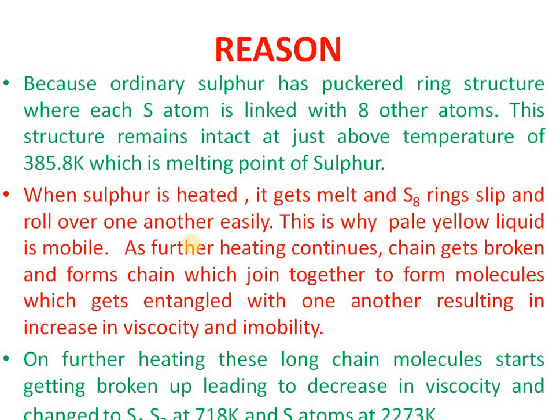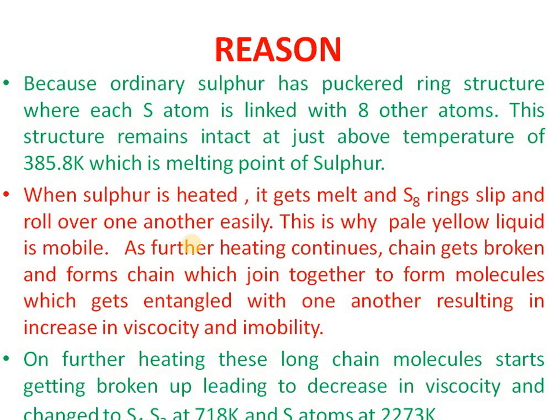So this pale yellow liquid is mobile. That is the reason that till that time on heating, mobility is still there. But if further heating is continued, what is going to happen? The S8 rings just get broken. Once the sulfur puckered ring structure gets broken, it becomes an open chain, and the open chains cross-link with each other or entangle with each other, resulting in an increase of viscosity, and it leads to poor movement or no movement of the molecules. That is the reason that as you increase the temperature beyond 385.8 Kelvin, it starts becoming more viscous and less mobile.